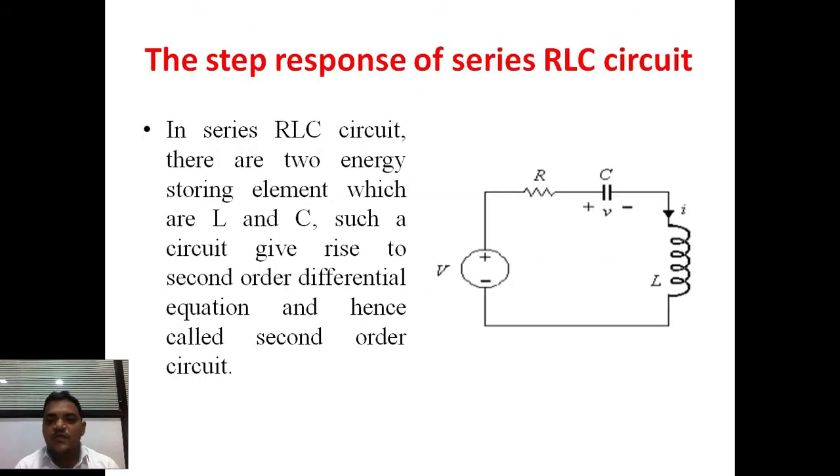The step response of the series RLC circuit: from this circuit we can clearly understand that the voltage V is applied across the resistance R, inductor L and capacitor C, which are connected in series. The voltage drop across the inductor is VL, the voltage drop across the capacitor is VC, and the voltage drop across the resistance is VR.